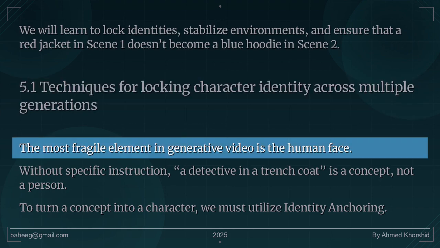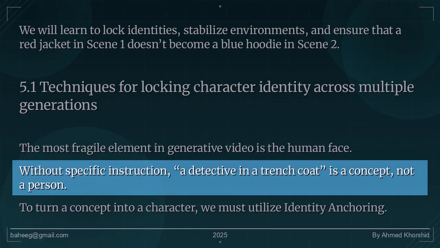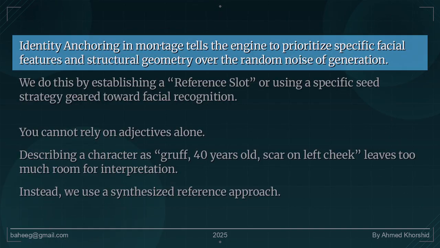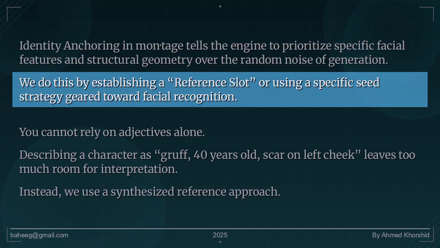The most fragile element in generative video is the human face. Without specific instruction, a detective in a trench coat is a concept, not a person. To turn a concept into a character, we must utilize identity anchoring. Identity anchoring in Montage tells the engine to prioritize specific facial features and structural geometry over the random noise of generation. We do this by establishing a reference slot or using a specific seed strategy geared toward facial recognition.